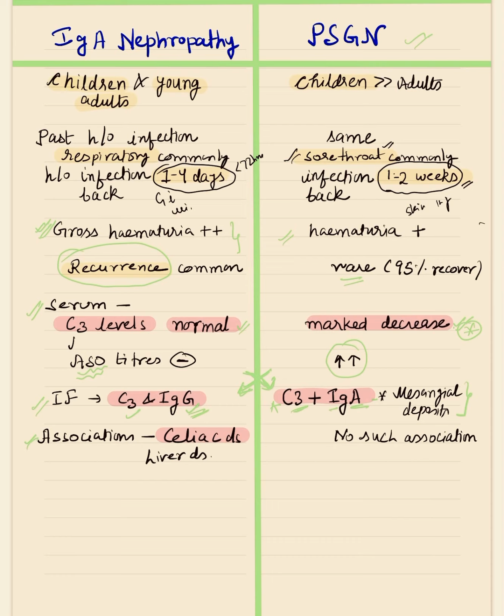And the last point is the association of IgA nephropathy with celiac disease and liver disease. Sometimes in problem-based questions, they can give a history of the patient suffering from celiac disease or liver disease, while no such association will be seen in PSGN.